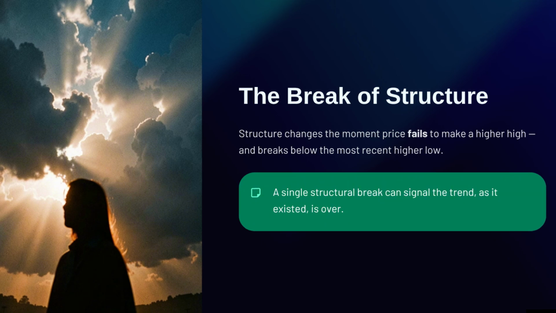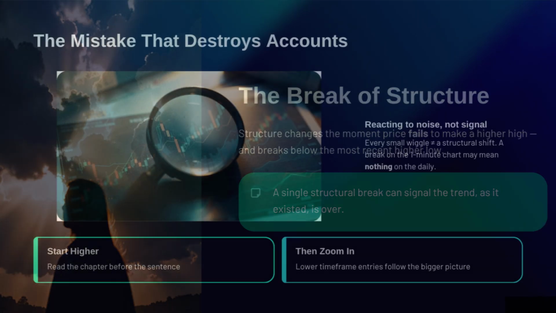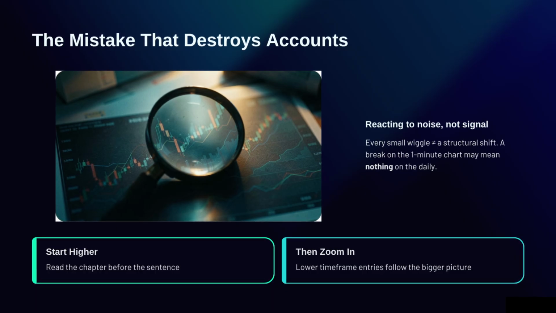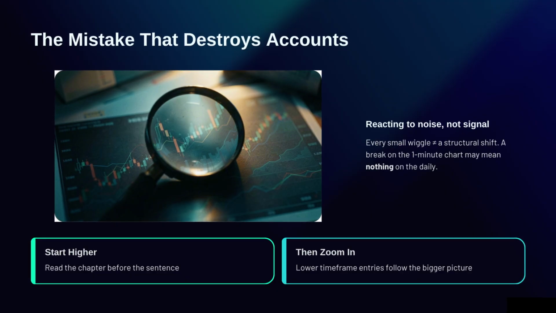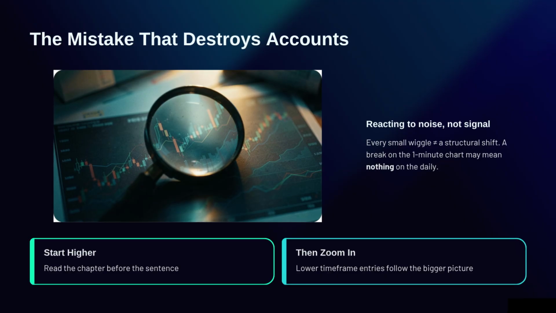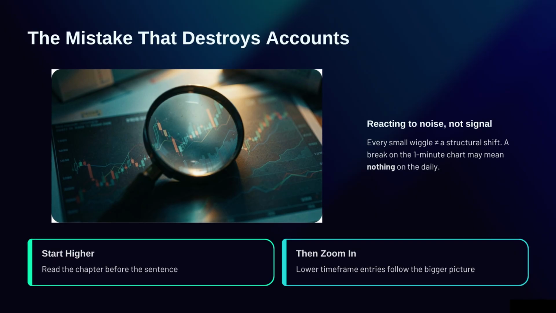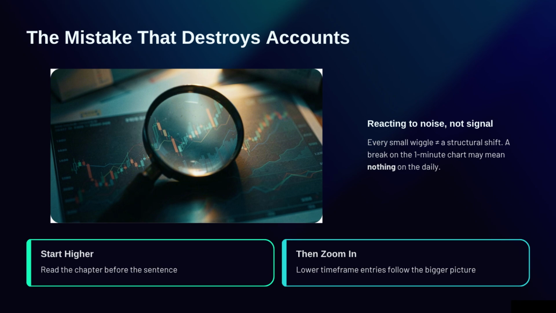But this still isn't the biggest mistake traders make. The biggest mistake is treating every tiny movement as a major structural shift. Markets move in layers. There's structure on the 1-minute chart, the 15-minute chart, the 1-hour chart, the daily chart. A break on a small time frame may be completely insignificant on a larger one. That's why many traders exit good trades too early. They're reacting to noise instead of meaningful structure.